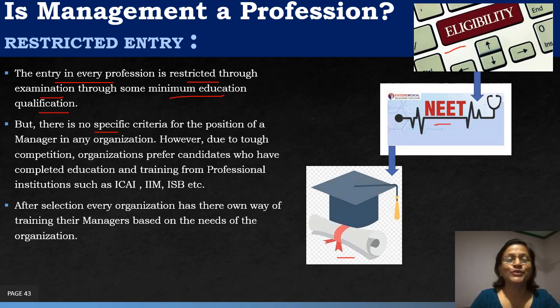But there is no specific criteria for the position of manager in any organization. However, due to tough competition, organizations prefer candidates who have completed education and training from professional institutions such as ICAI, IIM, ISB, etc. But after selection, every organization has their own way of training their employees to meet the needs of the organization. So they just want the basic qualification to become a manager. That's it.